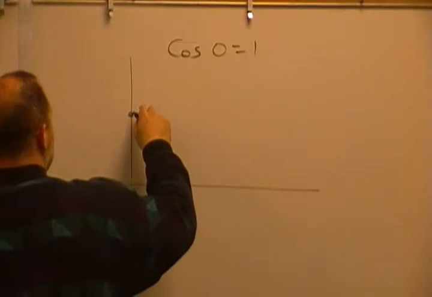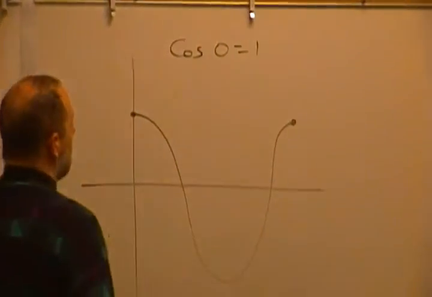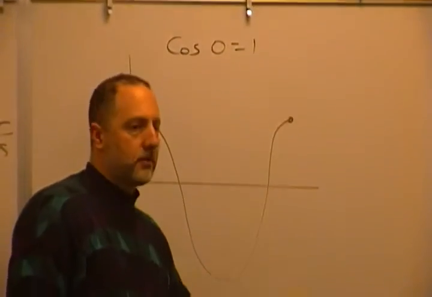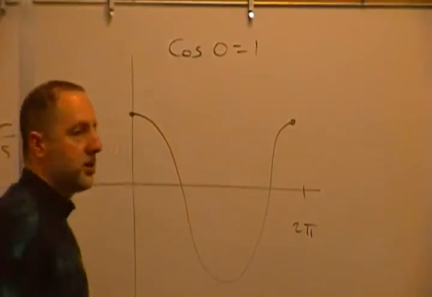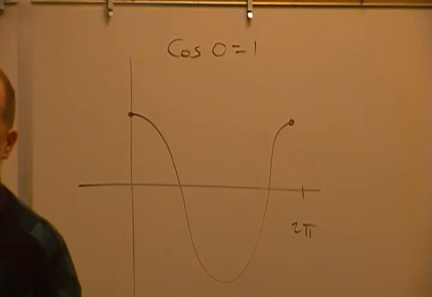So cosine starts up here and it comes down, goes up. So Emerson, what's the distance from here to here, just in a straight line this way? 2 pi. That's what a period is. A period is how long it takes for the sine wave to repeat the pattern again.